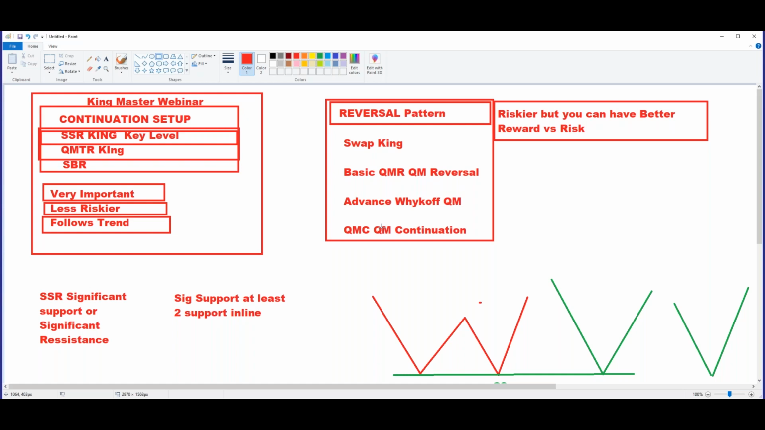We have a lot of setup actually. If you are very good, master everything, you can entry every day. We have a lot of setup. But if you are newbie, new to the market or new to the forex, just please master continuation setup first. Because later on we will learn this reversal pattern, and then we go more advanced with the price gap, with the SR flip, with the fake out. So yeah, I think it's good.